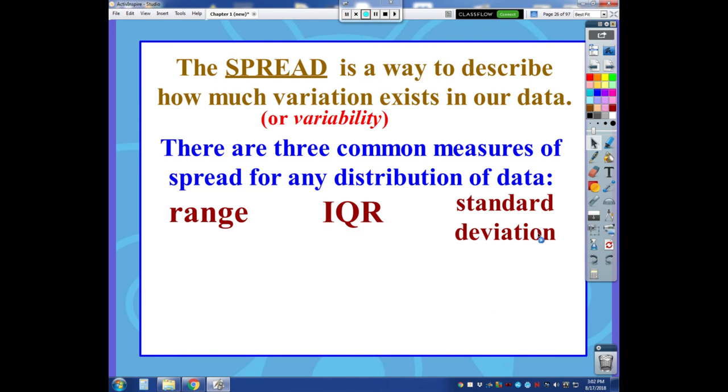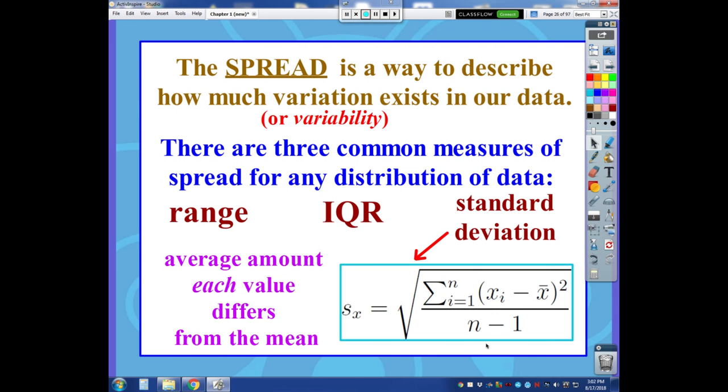And then standard deviation. This one's the most complex, and here's the good news. You will not have to calculate the standard deviation by hand, because here's the formula. And standard deviation is typically going to be represented by S sub x in our calculator, and it's the square root of the summation of the first data value all the way up to the last data value, the nth value. So that's what this x sub i represents. This just means every individual data value.